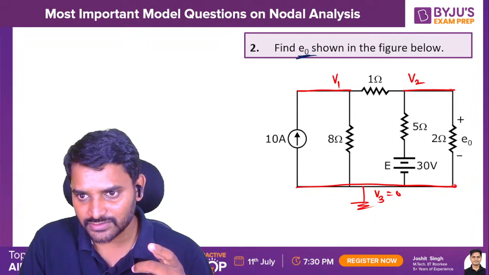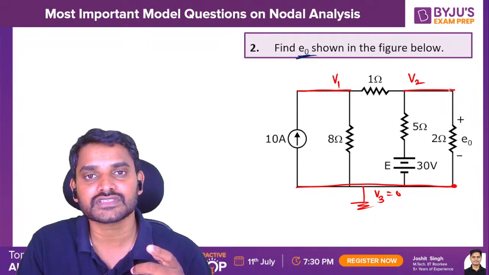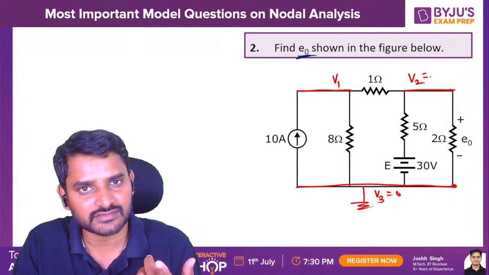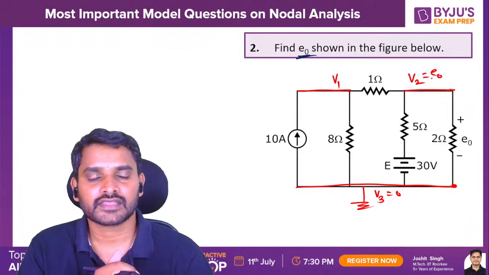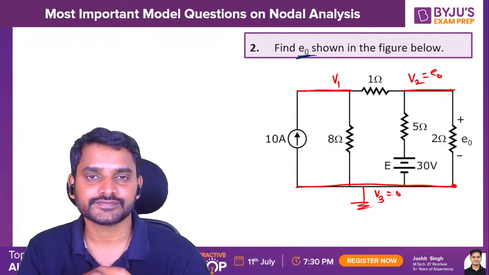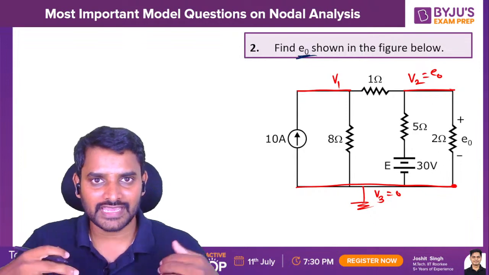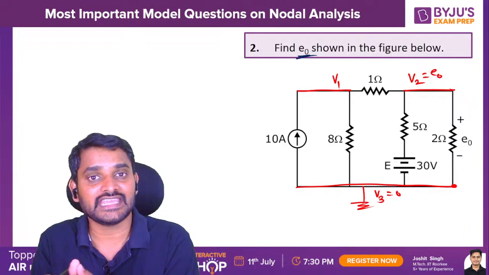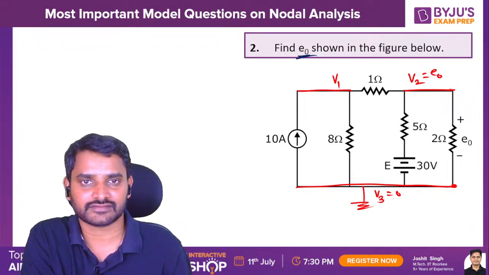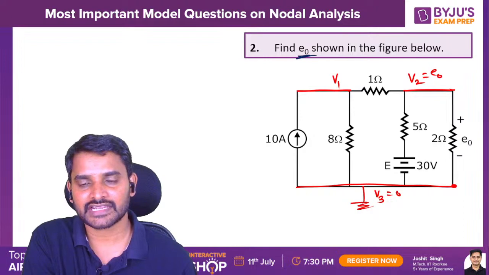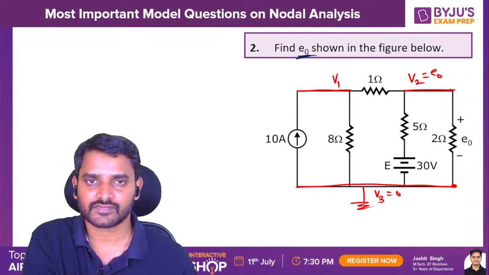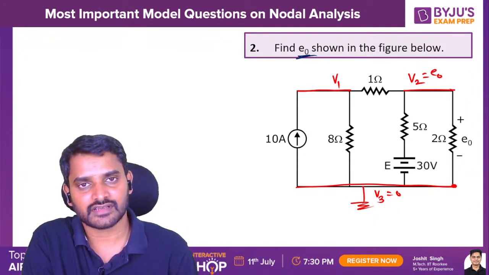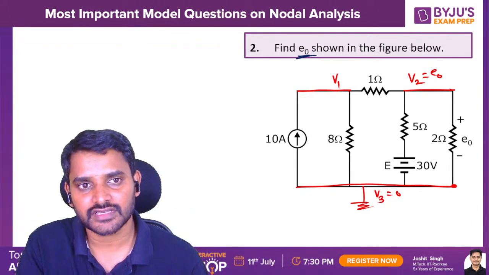E0 is nothing but, with respect to this ground, the voltage across 2 ohms. Voltage across 2 ohms is E0. That means the voltage across 2 ohms is nothing but V2 only, from the ground to that node. So I need to calculate only E0. When your intention is to calculate only E0, why do you calculate V1 unnecessarily?